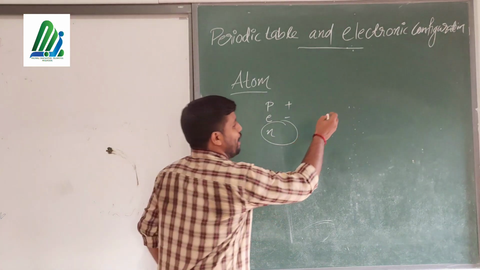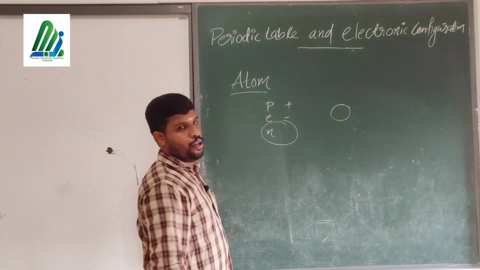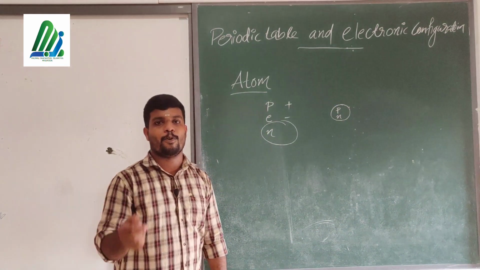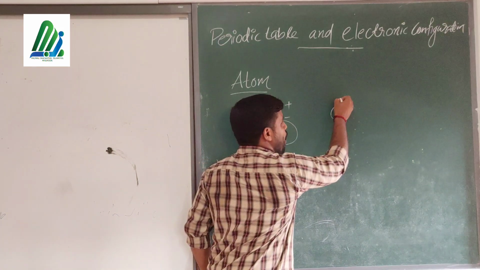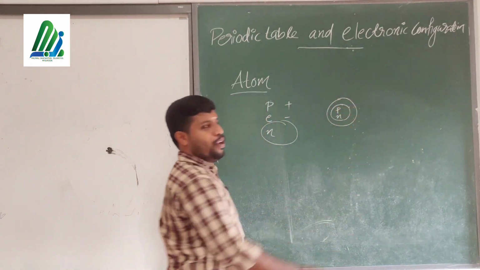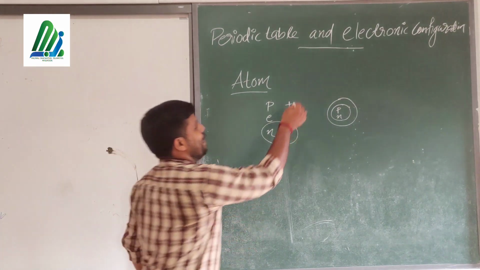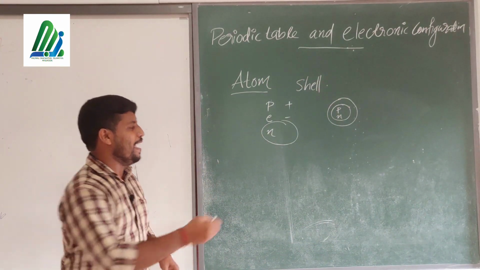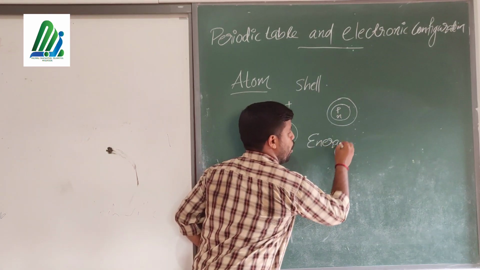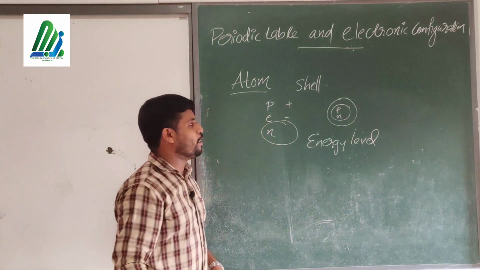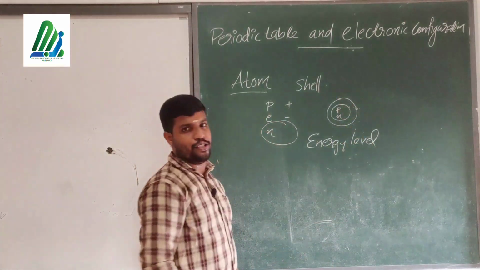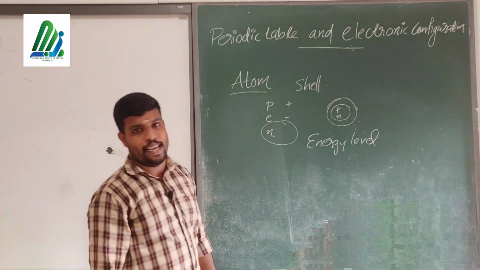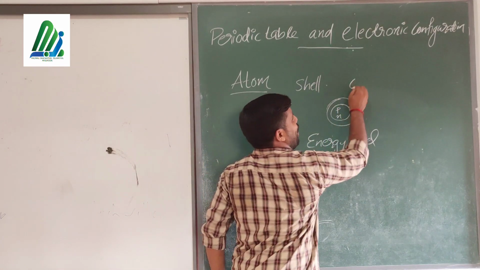The Bohr model introduced that there is a center part for an atom. That part is known as the nucleus. The nucleus contains protons and neutrons, and the electrons revolve around the nucleus through a particular path. That path is known as a shell. The shell is otherwise named energy levels. Why are they called energy levels? Because the revolving electrons have a particular energy. That energy is maintained in a particular shell or level. That's why they are known as energy levels, or otherwise orbit.